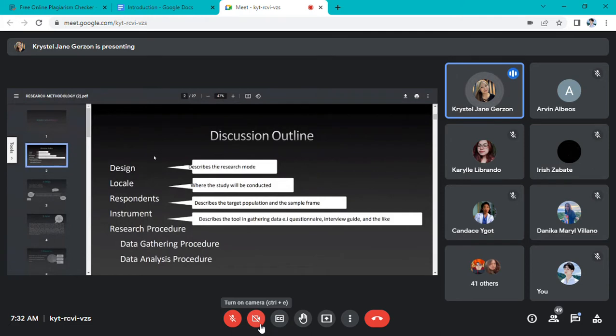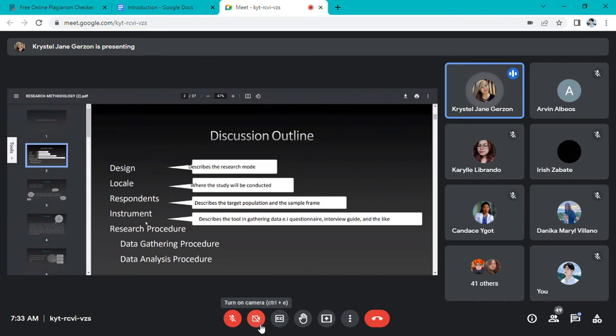And then your locale, meaning the environment where you are going to conduct the study, and the respondents. Last time we called them participants, right? Or informants. This time around, we will be calling them respondents. You will not call them participants or informants. Do we copy that, guys? Also not subjects, because subjects is for experimental studies. So again, the right term here in quantitative research is respondents.